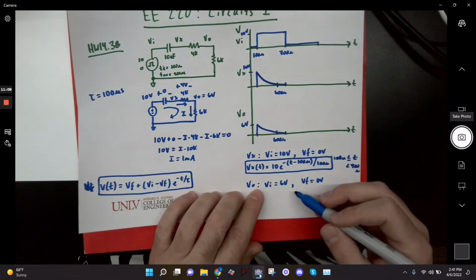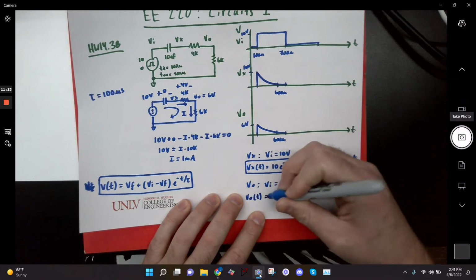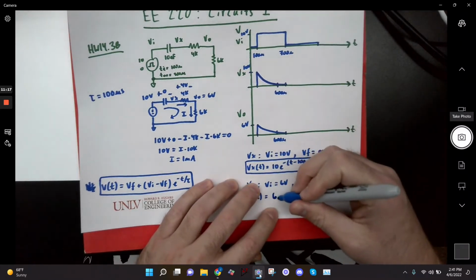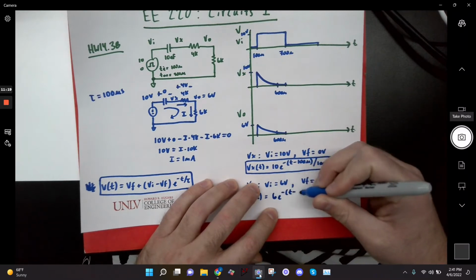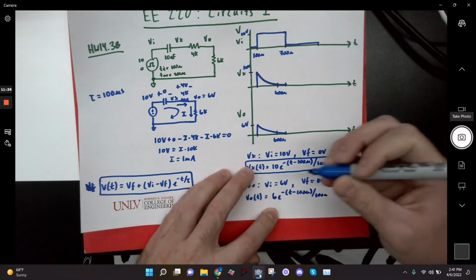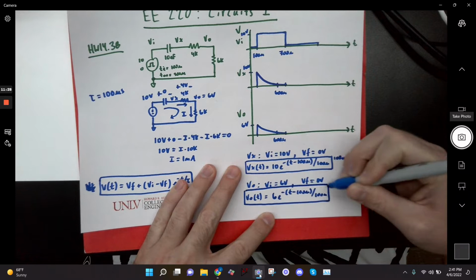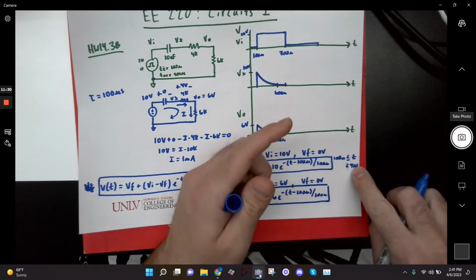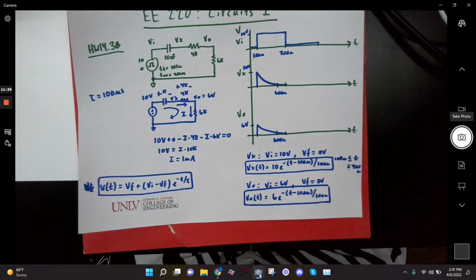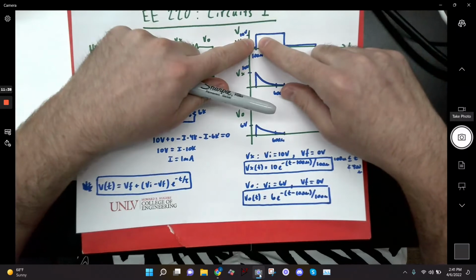And then for Vo, I write the equation. Instead of starting at an initial value of 10, it starts at an initial value of 6. So this one's going to be 6e to the minus (t minus 100 micro) over 100 micro. And that's over this same time frame, from 100 microseconds to 700 microseconds. Okay? So now that's basically the first half. We've taken care of the rising edge of the input.